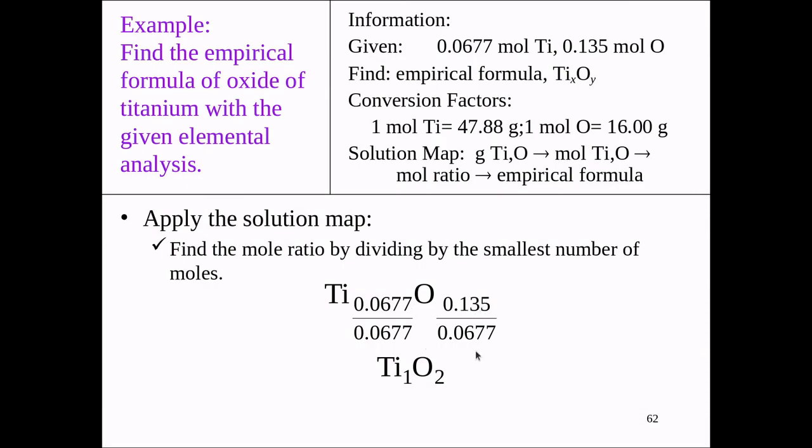When we do that, we see that this one works out really nice right off the bat. We get a 1, as we always will, for titanium, and we get a 2 for oxygen. And we don't have to multiply this by any other value. We already have whole numbers.